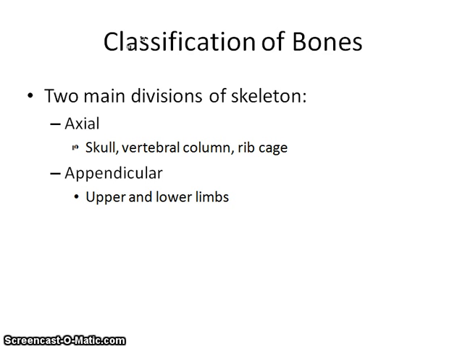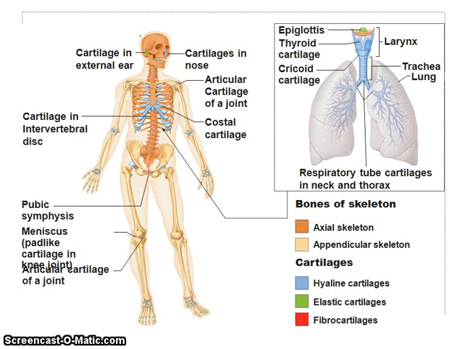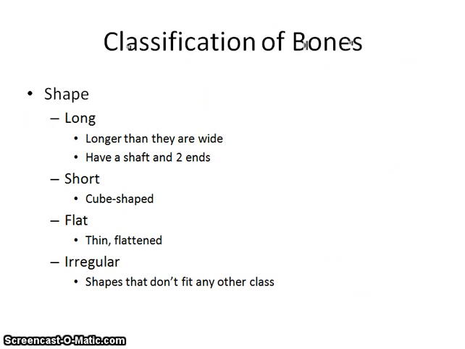If we look back at that picture, we can see the color-coded part, that dark orange. That's the axial part, right along the axis of your body, and everything else is appendicular. This picture also shows the different types of cartilages, so you can see where that's found in your body.